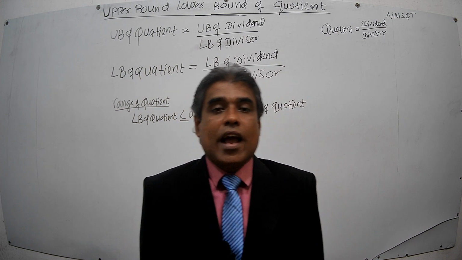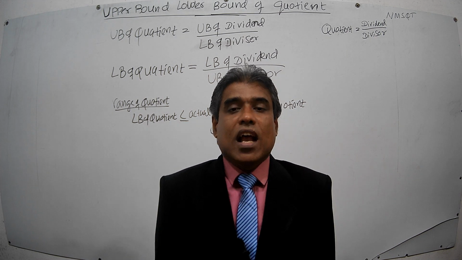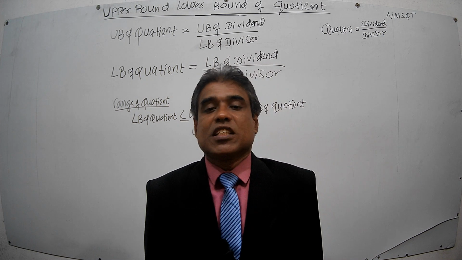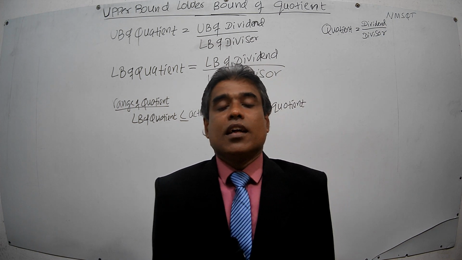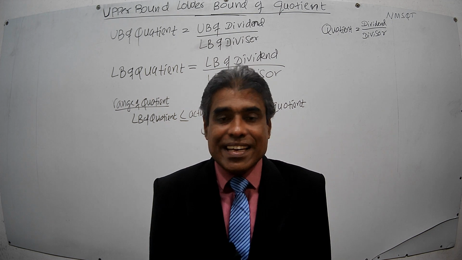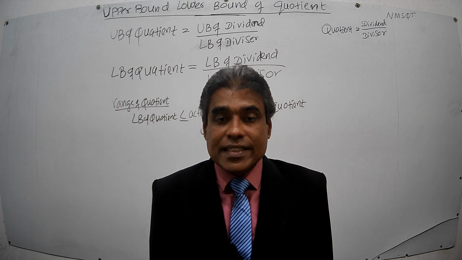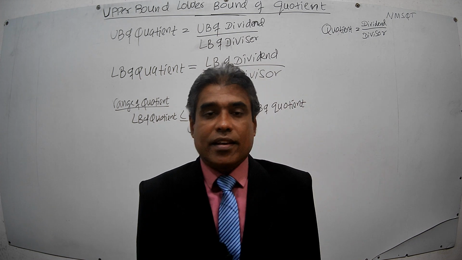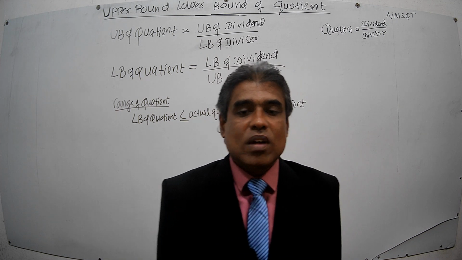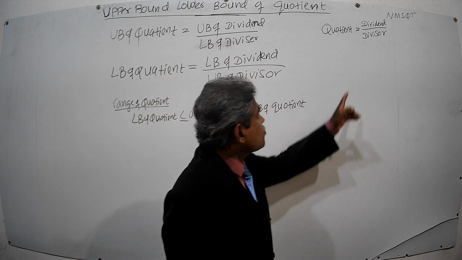Today we are going to do another interesting video on the upper bound and lower bound. Last time, I did a video on how the quotient is affected by changes in the divisor and dividend, explaining what the dividend, divisor and quotient are. The quotient is the answer you get after dividing two numbers. If one number is divided by the other, you get an answer called the quotient.